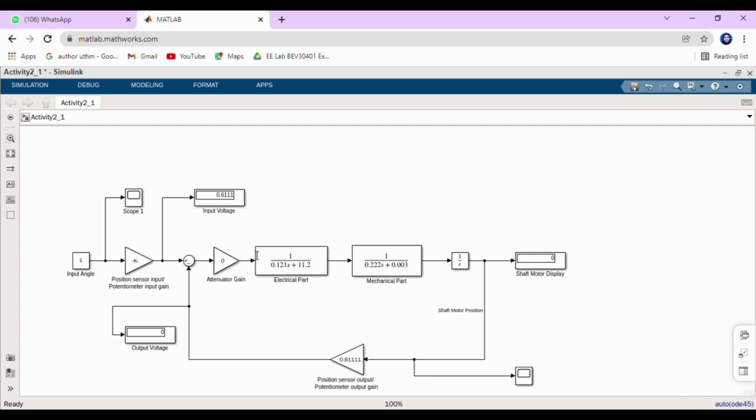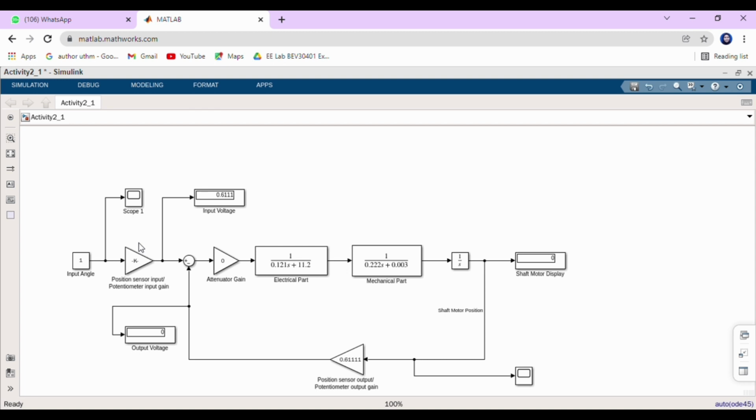And then we observe the input voltage and shaft motor display the value, and then we increase step by step the input angle and do the same procedure, which is observe the input voltage and shaft motor and see what happened to the system.